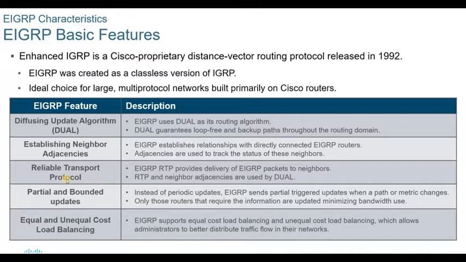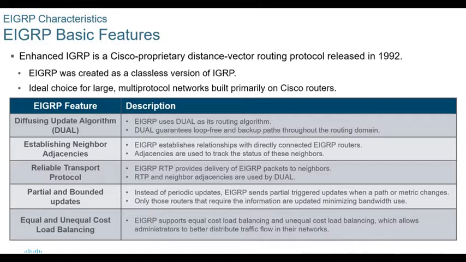Next, Reliable Transport Protocol, or what we also know as EIGRP RTP. This is the one that provides delivery of EIGRP packets to neighbors. Both RTP and neighbor adjacencies are used by the DUAL algorithm that is being implemented by this routing protocol. Next, partial and bounded updates.